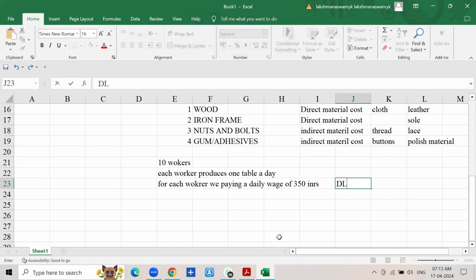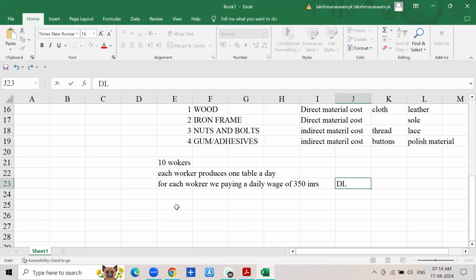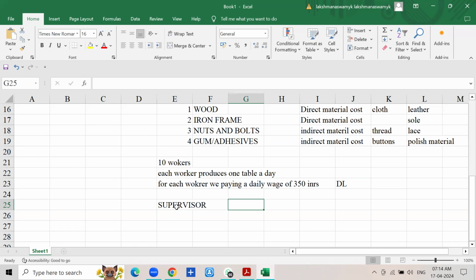Then indirect labor cost. It is the remuneration paid to the people who assist production. For example, we have one supervisor. The supervisor will not directly put his hands in the manufacturing process. He just supervises the work of these 10 workers.